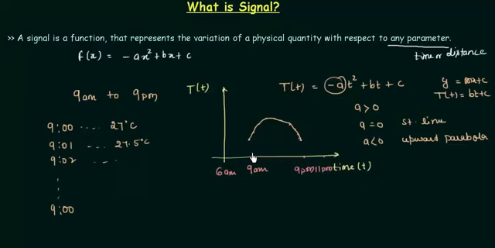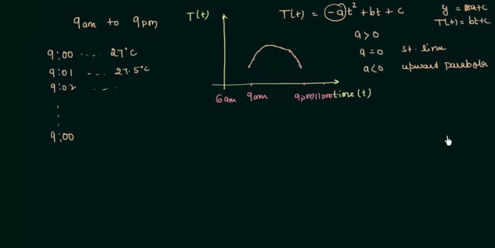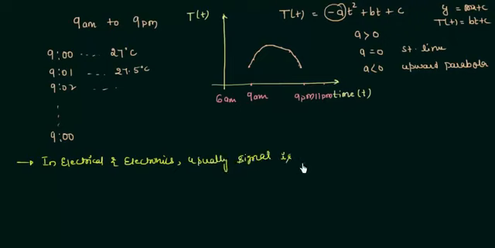Now I will narrow down this study of the signal, and I will talk especially about the electrical and electronics. And in electrical and electronics, usually the signal is the variation of the electrical quantity, generally current or voltage, with time. So it's important to write this thing, and let's write it down. In electrical and electronics, usually signal is variation.